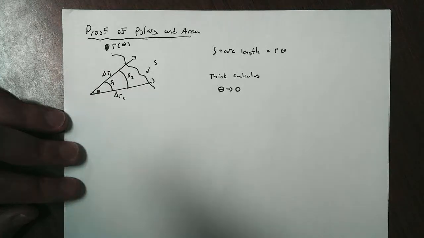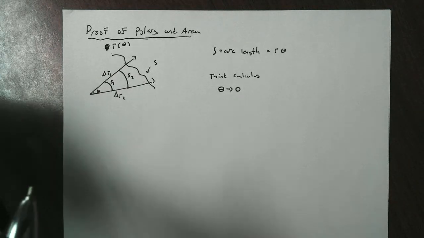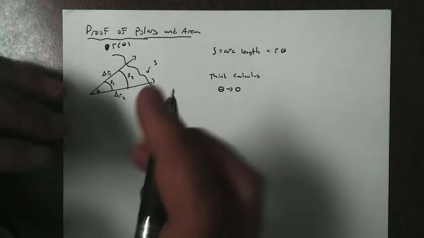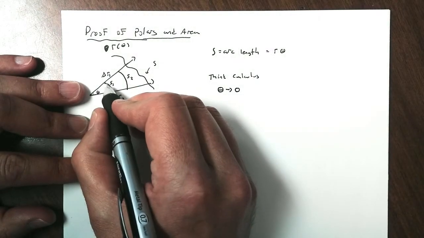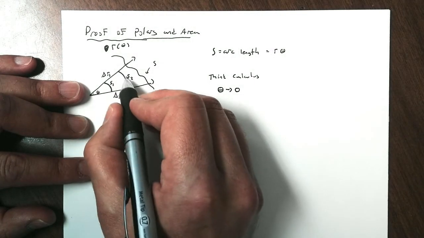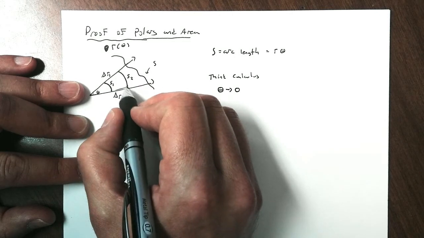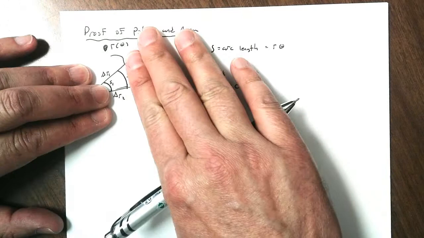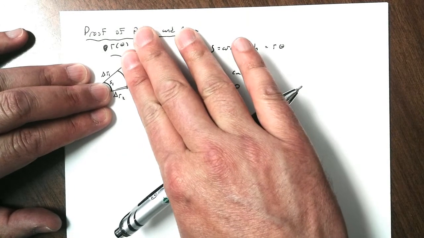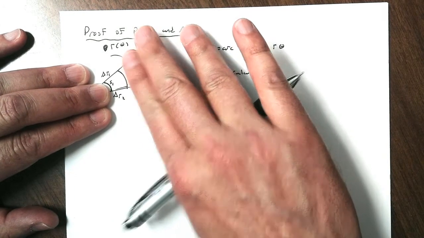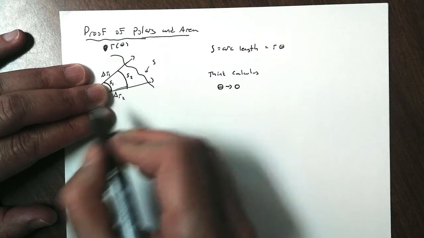To do that, I have to think about the arc length right here. Because if I make two different arc lengths, S1 and S2, they look like a smaller piece I can start taking a look at. So I want to find the area of this little section in here.